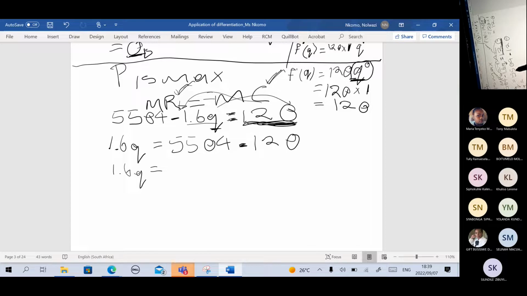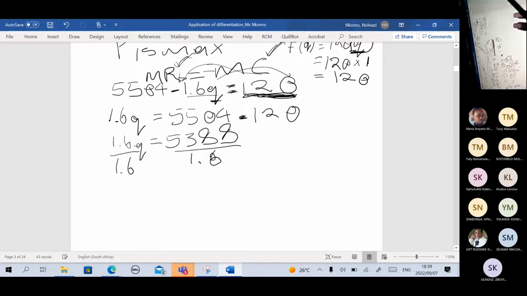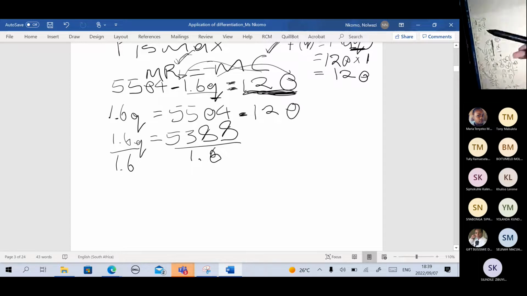What is that? It's 5,384. We have 1,6 Q is equal to this. We don't want 1,6 Q. So to cancel out 1,6, we need to divide by it on both sides, so that we are left with Q alone. Remember, we want the quantity, not 1,6 times the quantity. So now we'll be left with Q. It's 5384, not 5388. Oh, 5384. Thank you.